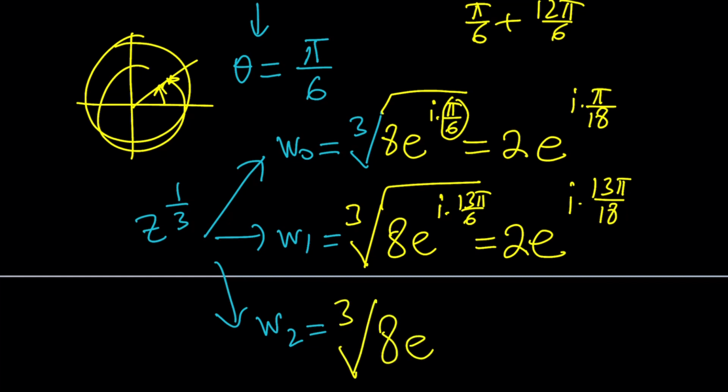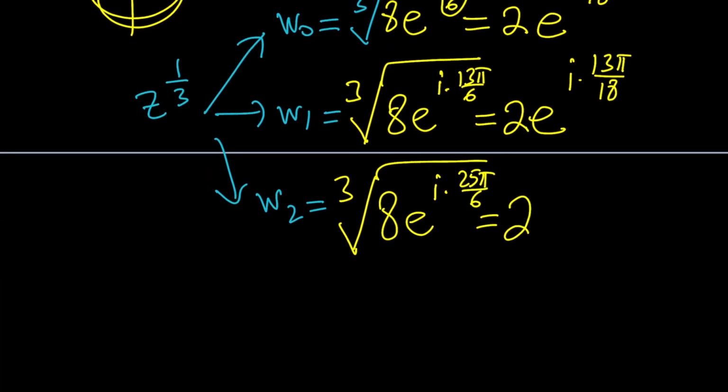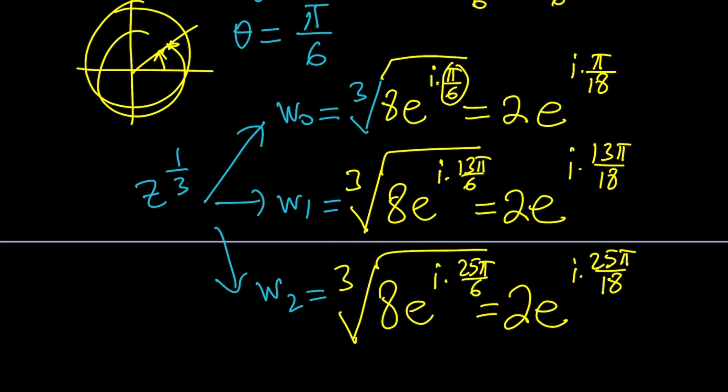Now this time you're adding 12 pi over 6. That's going to give you 25 pi over 6. Don't worry, I'm going to show these to you on the graph. And the cube root is going to be 2 times e to the power i times 25 pi over 18. You see how we go from 25 pi over 6 to 25 pi over 18? I multiply the angle by 1/3. Easy, right? That's all you have to do, cut in thirds.